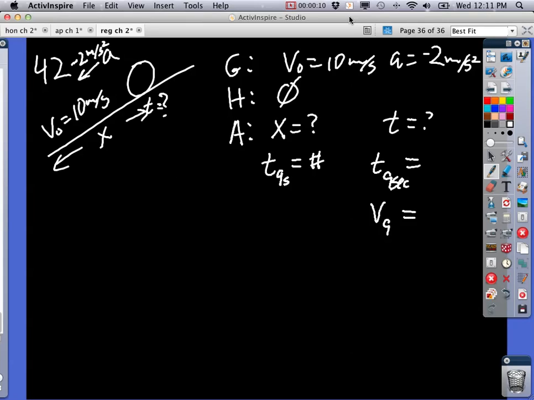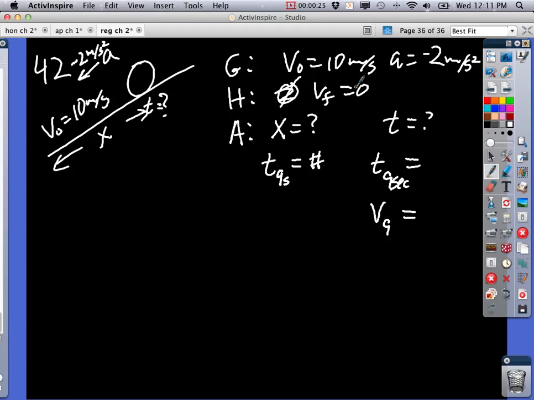Together, so we know V0. Oh yeah, we do have a hidden one. We know that VF is 0, yes? Yeah, because it stops and rolls back down. So we have V0, VF, A, and we're looking for X.